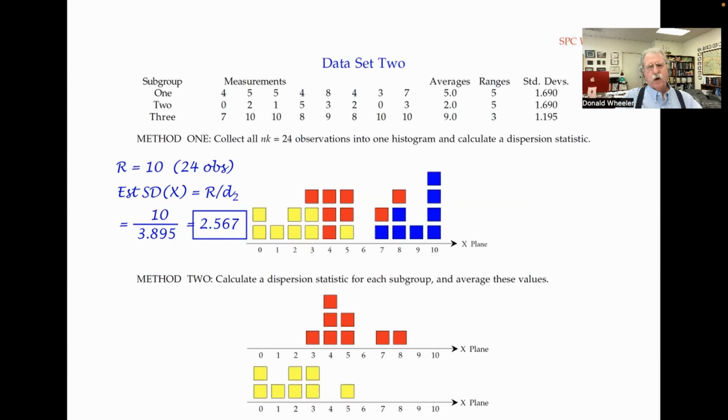Method 1 puts all 24 data in one big pile. And so the range for this histogram is 10. Again, that's based on 24 observations. So our estimated standard deviation for the distribution of x is the range divided by D2. That's 10 divided by 3.895, which is 2.567.